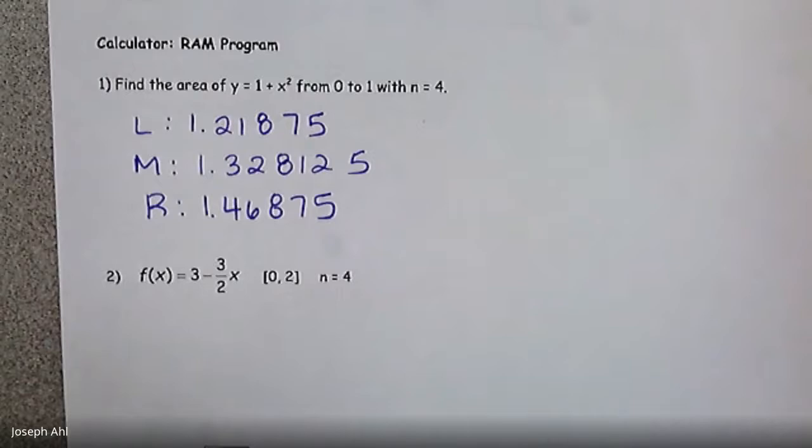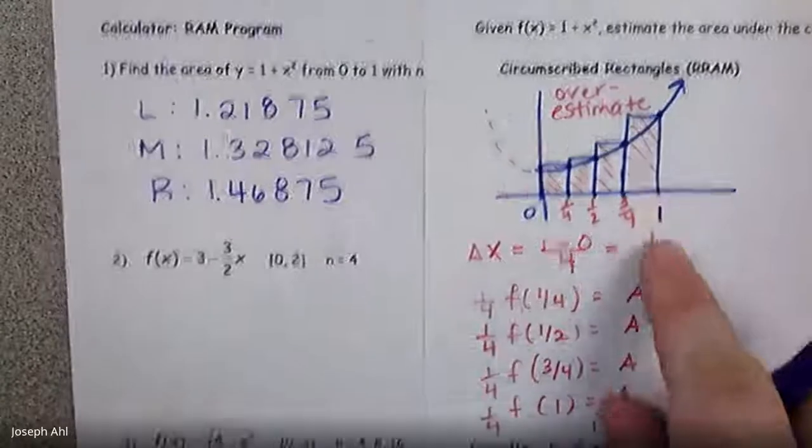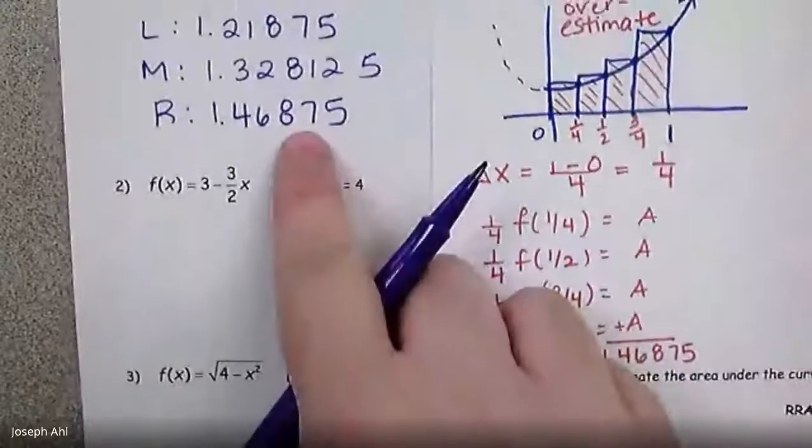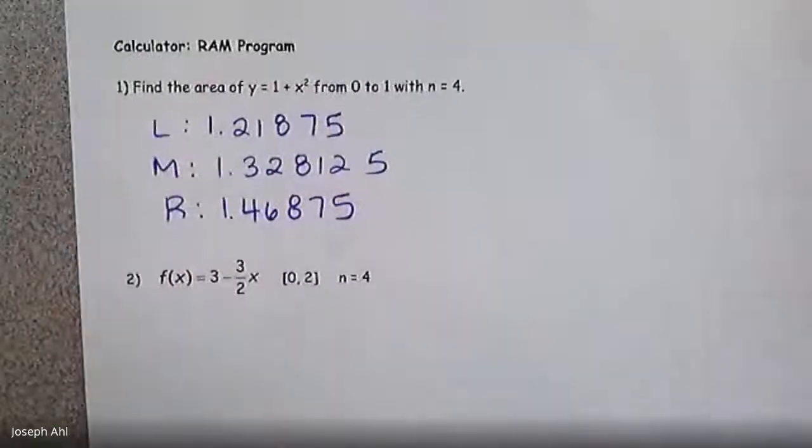And if we go back a half second here, that was the same example that we did right here. And notice how RRAM was 1.46875. And notice how LRAM was 1.21875. Perfect. We're doing this whole process correctly, which is perfect.